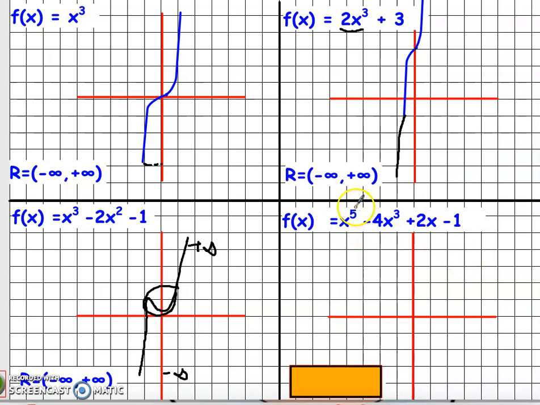Because here we have an odd number, 5 or 7, then it will also be a polynomial, so the same shape, and it will also make something here like that, but we don't care about this area. So the lowest point that y can take is minus infinity, and the highest point is plus infinity, so the range is minus infinity to plus infinity.